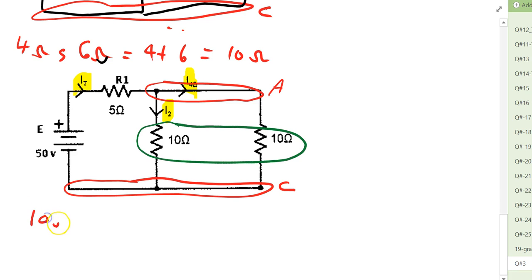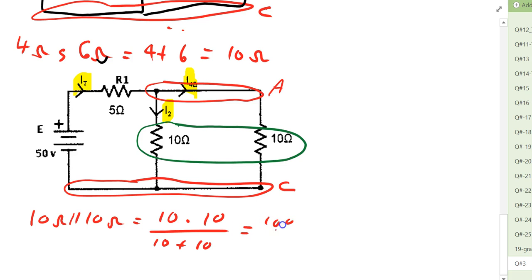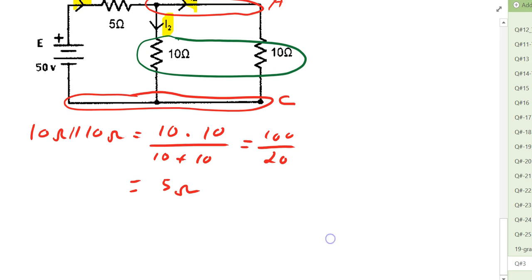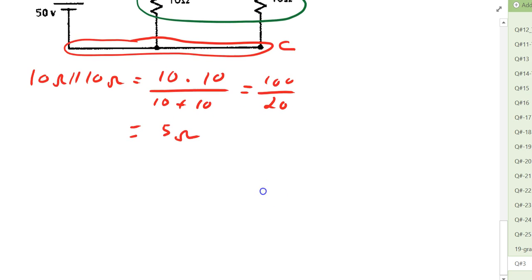We have now 10 ohms in parallel with 10 ohms, or 10 multiplied by 10 over 10 plus 10 gives us 100 over 20, or an equivalent value of 5 ohms. Now that 5 ohms is in series with R1 for the final calculation, and I will redraw it again. You may not believe that that is necessary, but in any event, E here at 50 volts.